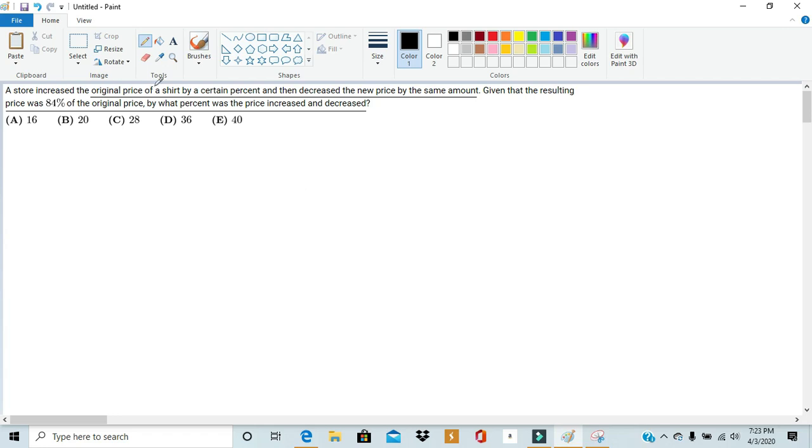So we have the original price of a shirt. Let's call it S. And then we increase the price of the shirt by a certain percent. Now, we don't know what this percent is, so let's denote this percent as P. To increase the price of a shirt by P percent, we would do S times 1 plus P, where this P percent would be converted to a decimal, added to 1, and then multiplied by S to increase it by P percent.